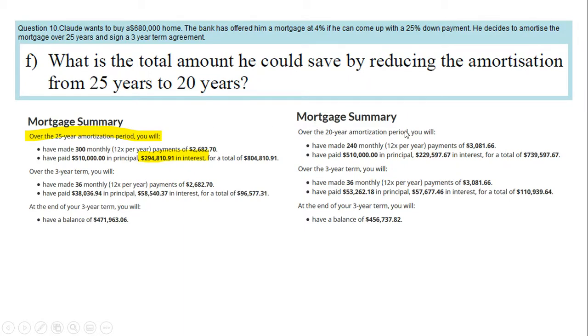But if I come over to the second summary now, this is over a 20-year amortization, the same $510,000, right? The same interest rate, but now look at what it says. On the 20-year amortization, my interest is now going to be this much. I'm paying more per month in monthly payments. My interest compared to the first time is now a lot less. I'm going to leave you to figure out how much he saved. He was paying this amount in interest before. He is now paying this amount in interest on a 20-year amortization. The question is asking how much he saved by going from 25 to 20. I'm going to leave it there.